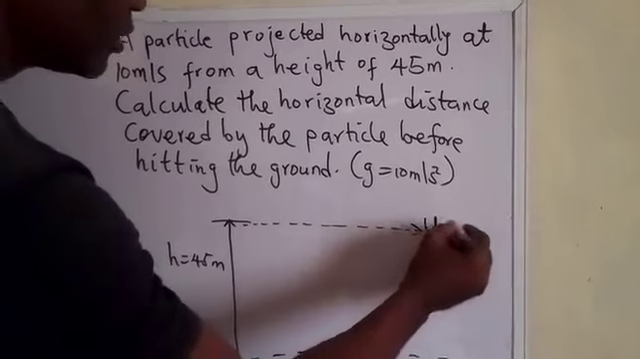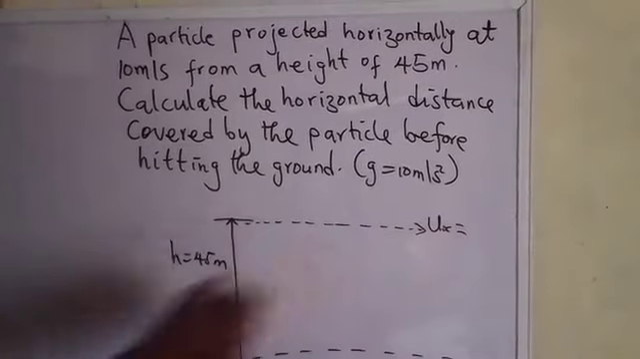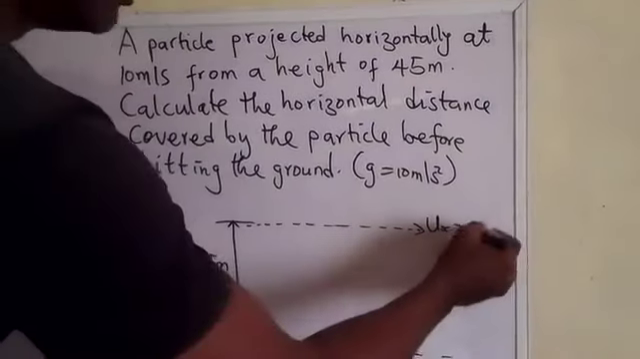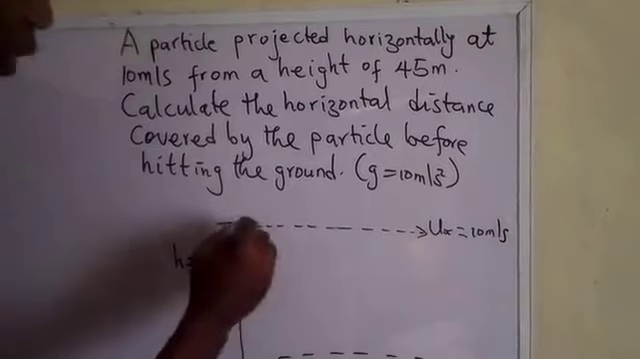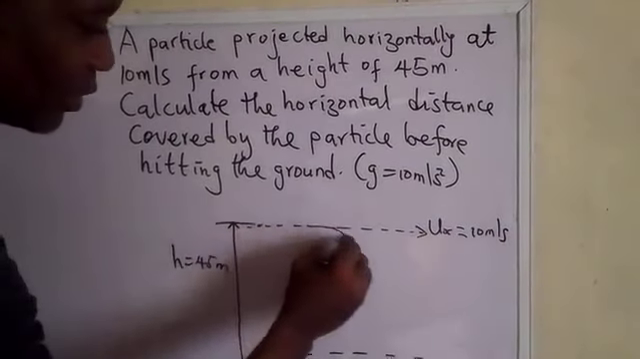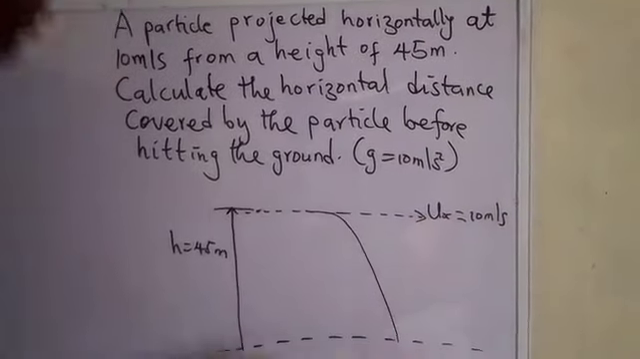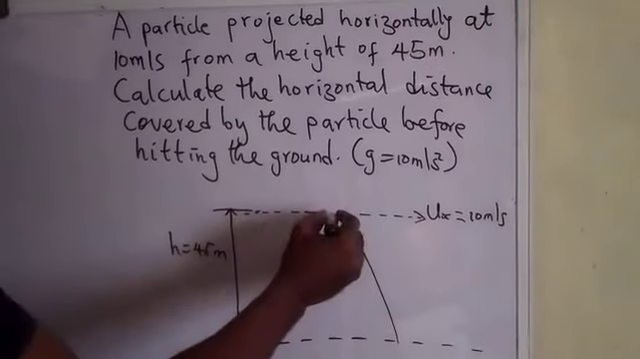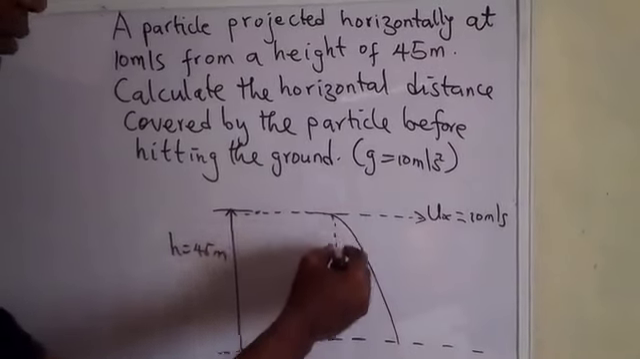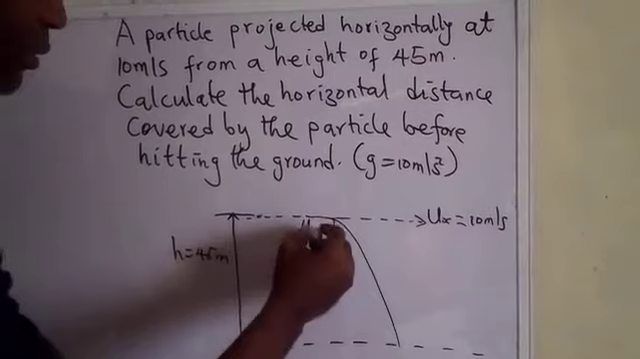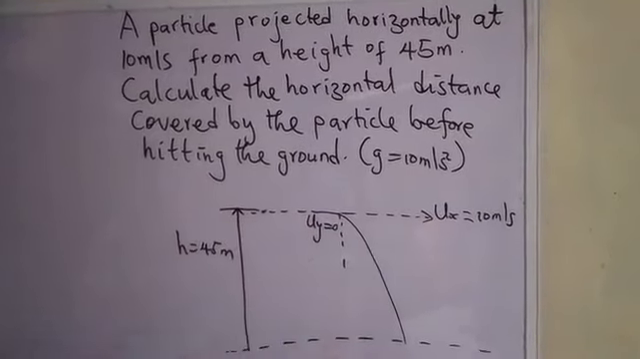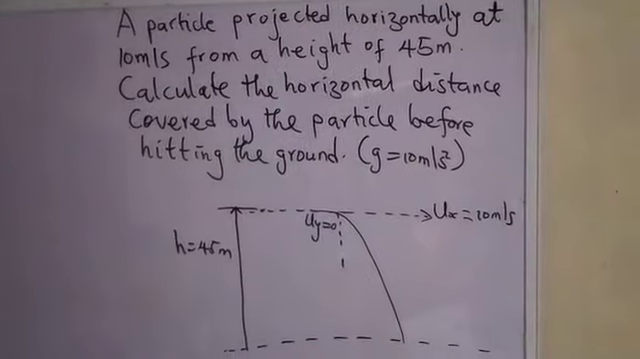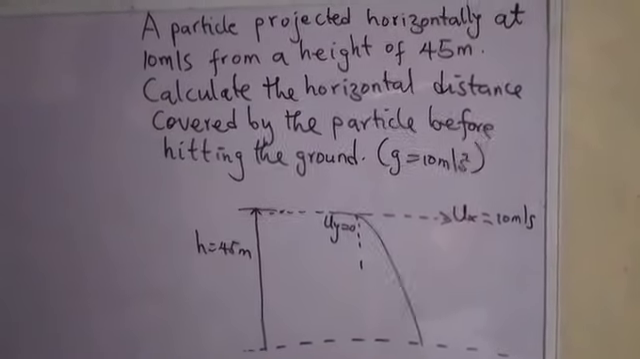So initial horizontal velocity was given as 10 meters per second, right? But of course we know this object will eventually fall down to the ground. When it will start falling down, it's going to have initial vertical velocity 0. When it gets to the ground, to have the maximum vertical velocity.